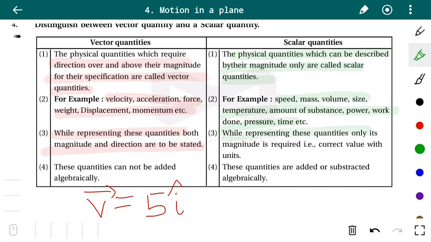Now for scalar quantities, only the magnitude is required, that is the correct value with the units. So for example, we want to know the speed, right? Suppose the speed is 5 meter per second, we are just interested in the value, right? Then we can write 5 meter per second as the magnitude. So to state the vector quantity, we have to write magnitude as well as its direction, while when writing the scalar quantity, only the magnitude is required.